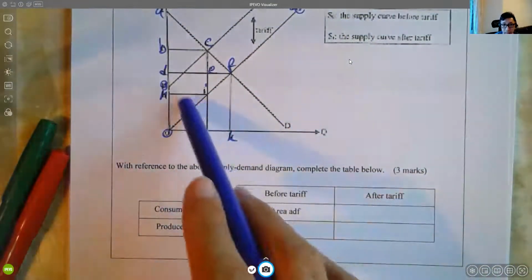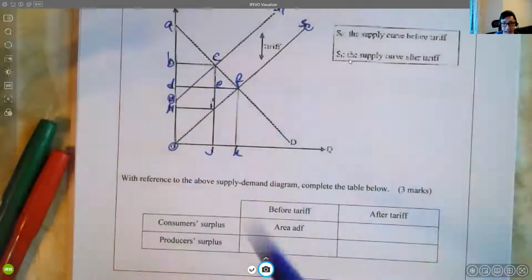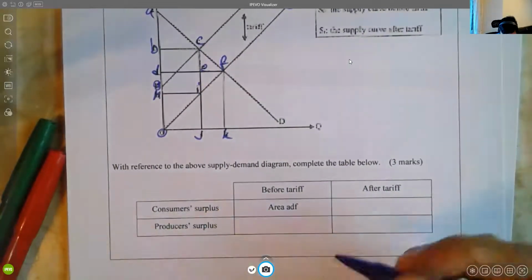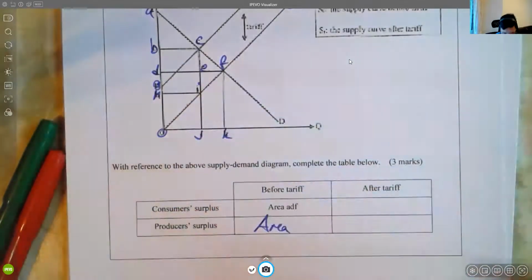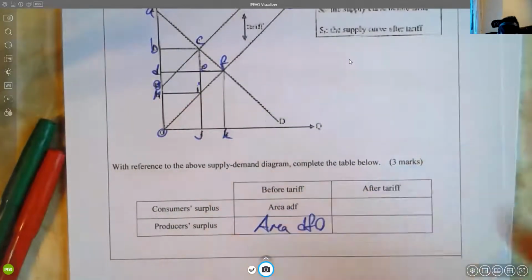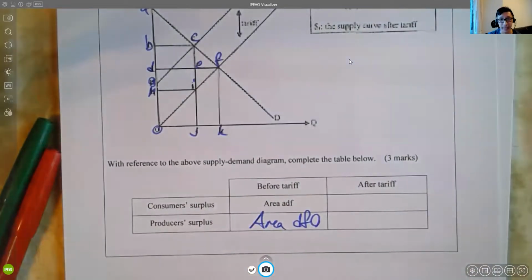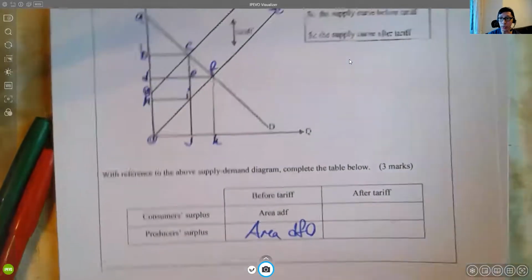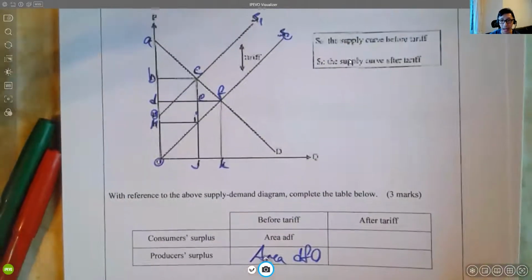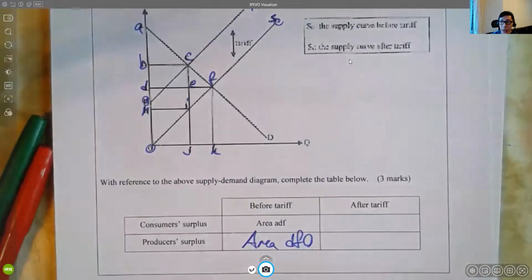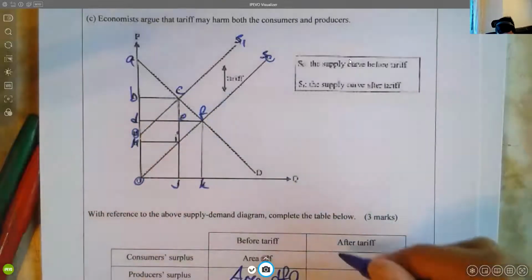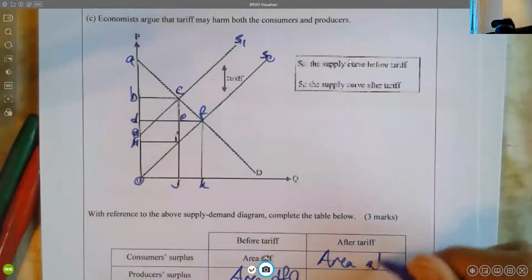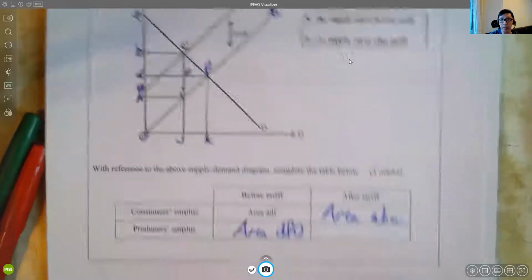Before tax we refer to as zero. All right. So consumer surplus is ADF, of course, right? What about producer surplus? Producer surplus will be area DF zero. 唔係好難啫，DF zero。Now what about the new one? The new producer surplus and consumer surplus is a little bit tricky. Now for consumer surplus, it is easy. You will know it is area A, B, C.